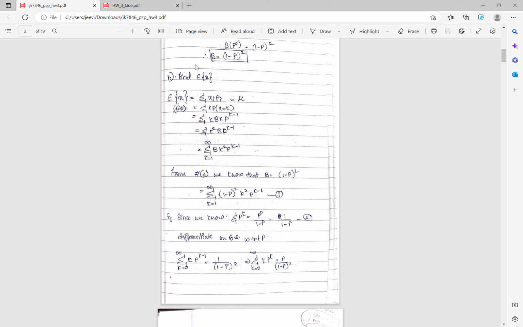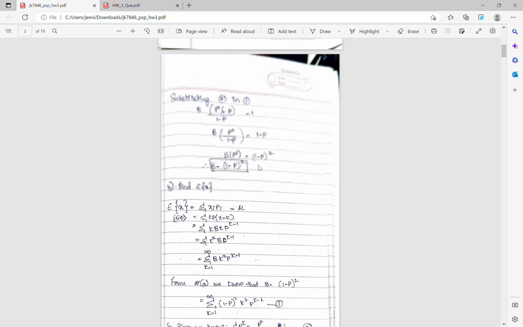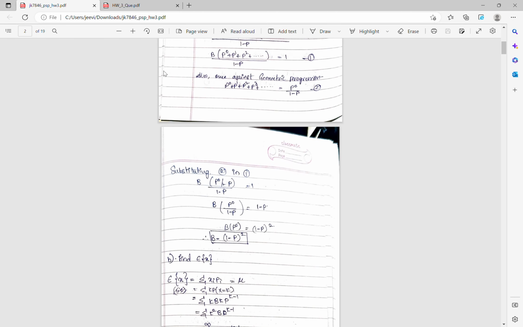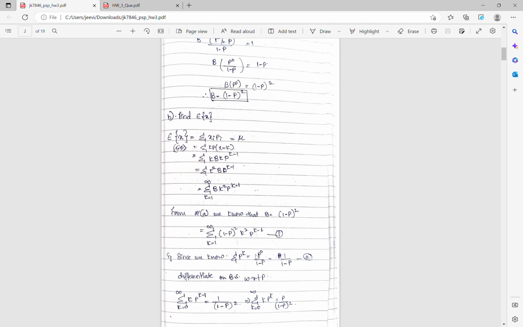Now from the first part, we know that b is equal to 1 minus p squared. So we'll substitute that here and we'll take the summation for only this part, that is k squared p to the power k minus 1. Now we know from the geometric progression that the summation of p to the power k for k is equal to 1 to n is equal to p to the power 0 by 1 minus p, which is equal to 1 by 1 minus p, since p to the power 0 is equal to 1.